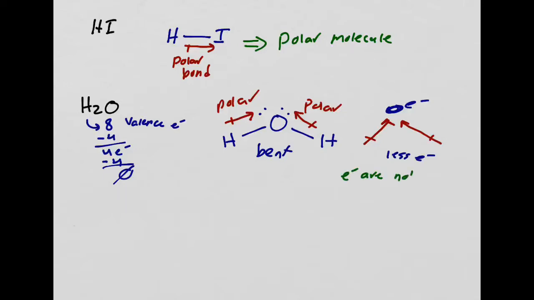And when electrons are not distributed evenly, what do you end up having? You end up having a polar molecule. They're not evenly distributed. It's polar because these are not going to cancel each other out. There is no way this can cancel out. They're both going towards the oxygen. So this ends up being a polar molecule.